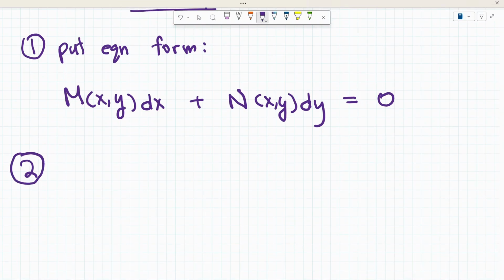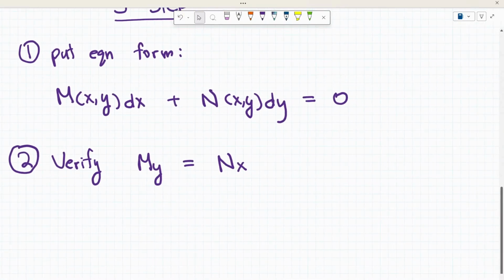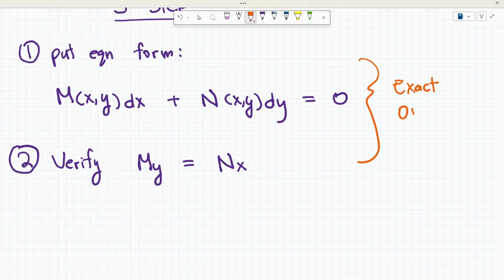So step 2 is, like we saw earlier, we need to verify that our partial derivative of M with respect to y equals the partial derivative of N with respect to x. Okay, so these two basically verify that we have an exact ODE, and then once we have that, we can go ahead and start to actually solve it.